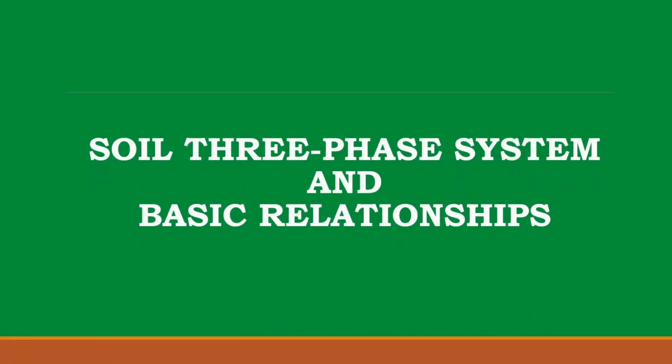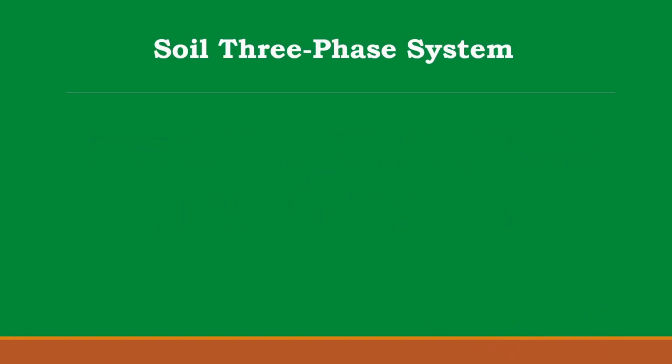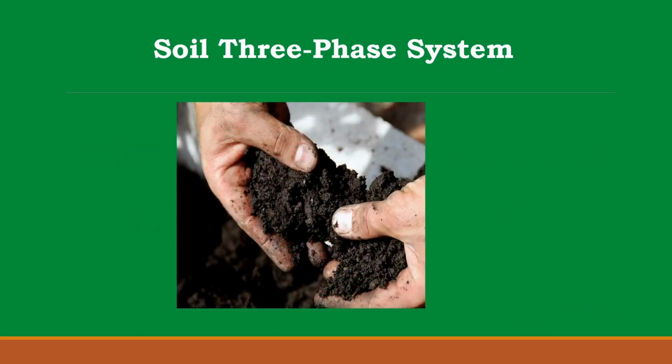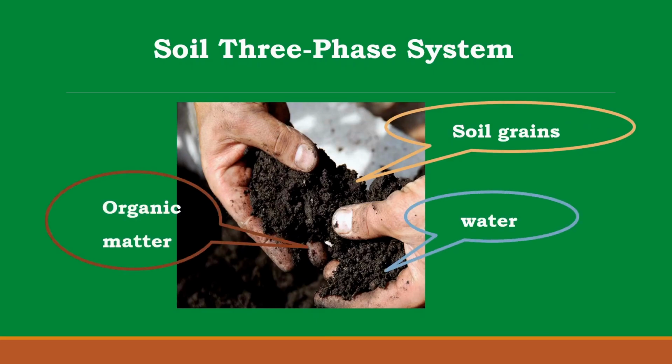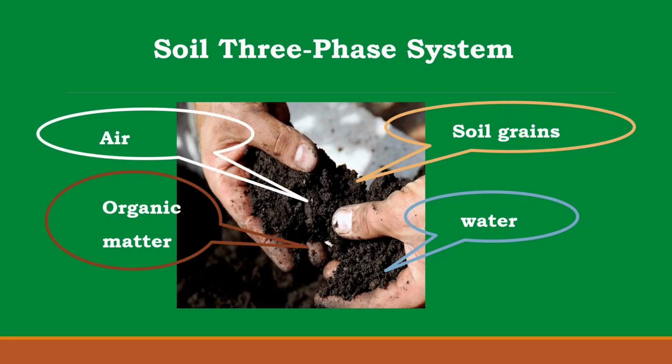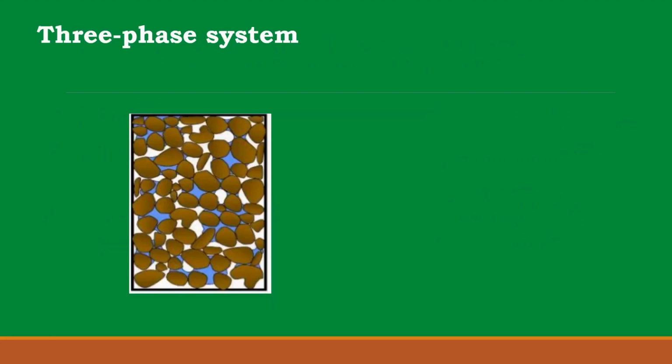Hello everyone. Let us learn soil three-phase system and basic relationships. If you go to ground and pick a handful of soil, you could observe soil grains, some amount of water and organic matter. Also, you can observe some void spaces filled with air in the soil. Generally, in the construction activities, we are not interested with the organic matter, hence consider the soil grains, water and air in our three-phase system.